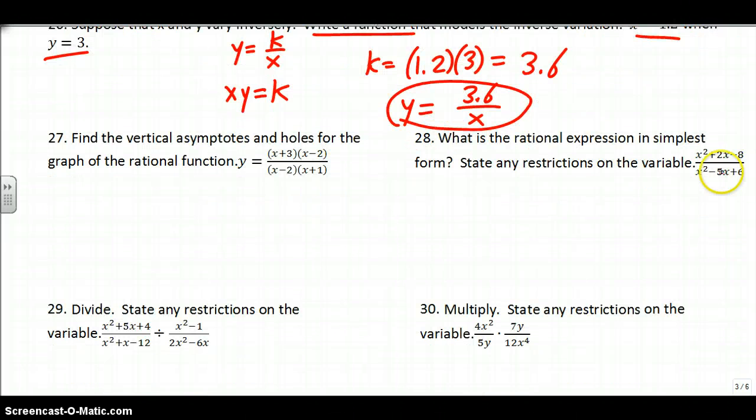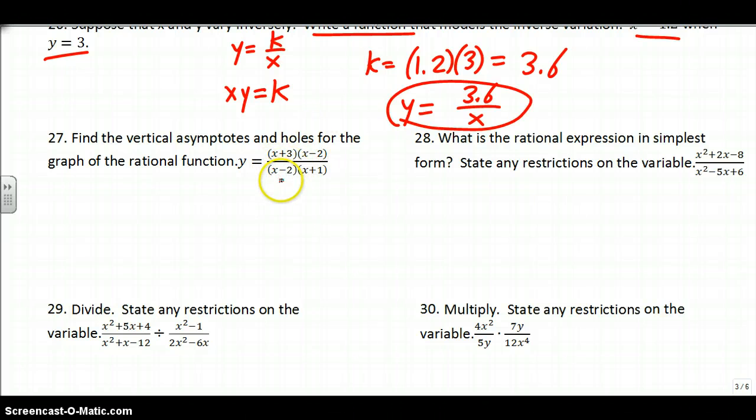Find the vertical asymptotes and holes for the graph of the rational function. Basically, you remember these next few are all about these rational expressions and functions, right? Your goal is to factor them completely, first off, so you have to remember how to factor. And then you also have to remember that you can't have certain x values. There are restrictions. Basically, we can't divide by 0.